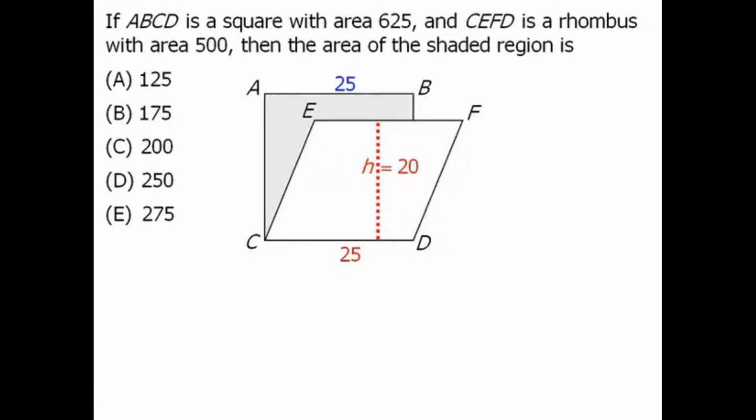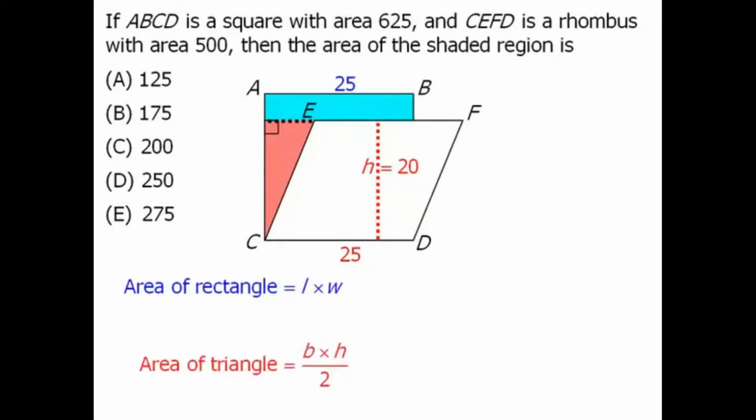At this point, I'd like to take the shaded region and divide it into 2 regions. We now have a rectangle and a triangle. So our goal here will be to first find the area of our rectangle, and then find the area of our triangle, and then at the end add both of these areas together. Okay, let's begin with the rectangle. We already know that the rectangle has a width of 25. We just need to figure out how high that rectangle is.